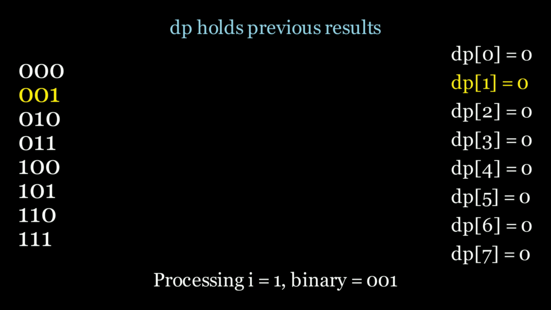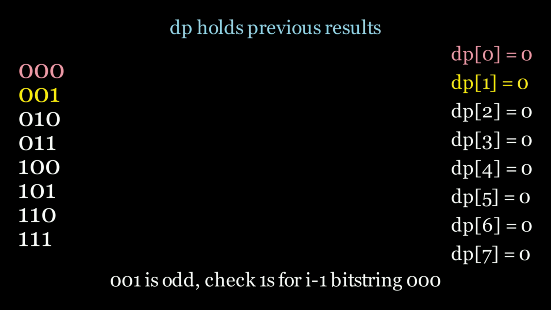So let's highlight this. And now I'm going to process the binary number 0, 0, 1, which is 1. And something to note over here is that 0, 0, 1, so 1, is an odd number, right? And what does that mean if you're in binary representation and you're an odd number? It means your rightmost bit, in this case the least significant bit, is always going to be 1. Right? That's what it means to be odd in binary. If you're even, then the rightmost bit is going to be 0.